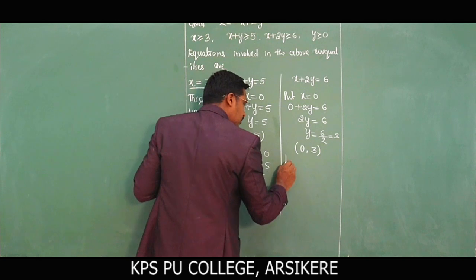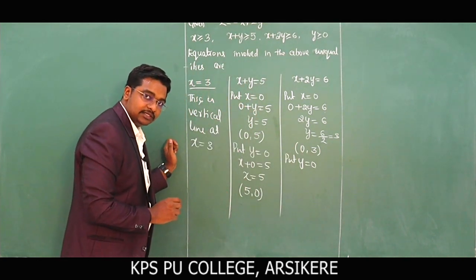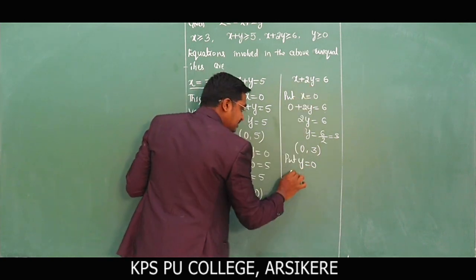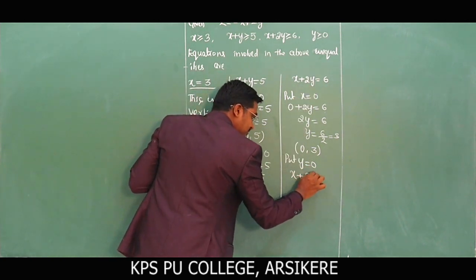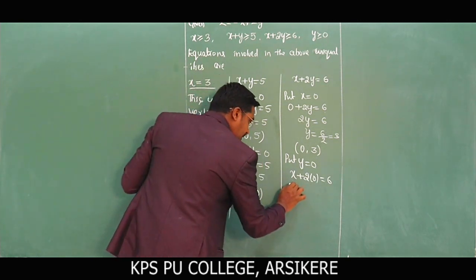Next, put y is equal to 0 to get the point on the x axis. So put y is equal to 0 in this equation. x plus 2 into 0 is equal to 6. Again 2 into 0 is 0.